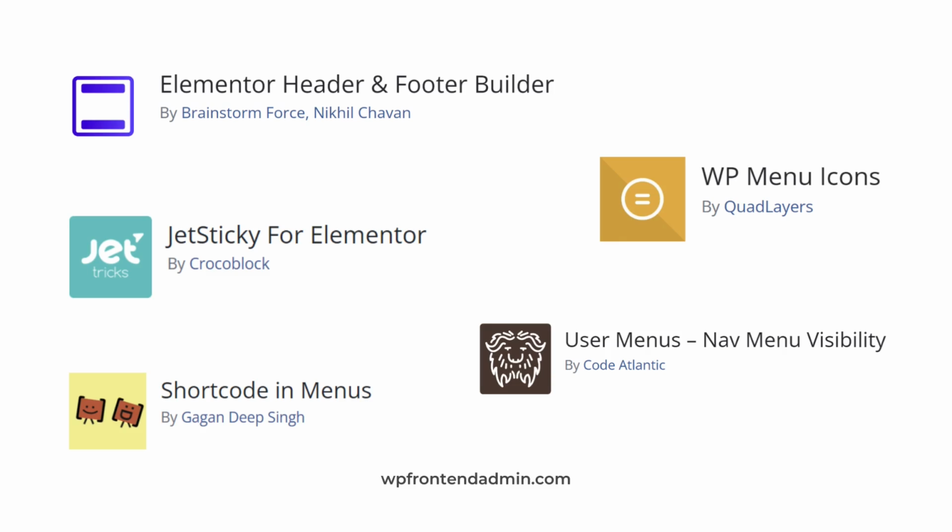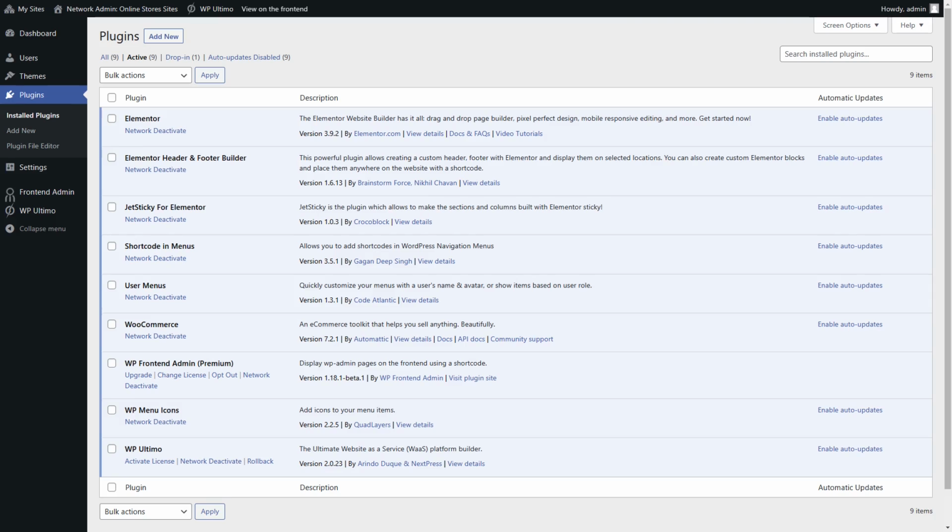Besides these plugins, you need to install Elementor Header and Footer Builder, Jet Sticky for Elementor, WP menu icons, shortcode and menus, and user menus. All these plugins will be really useful as we develop our e-commerce platform with WordPress. Something important is that all these plugins need to be active for the entire network. Remember that you can download all these plugins from the text version of this lesson.